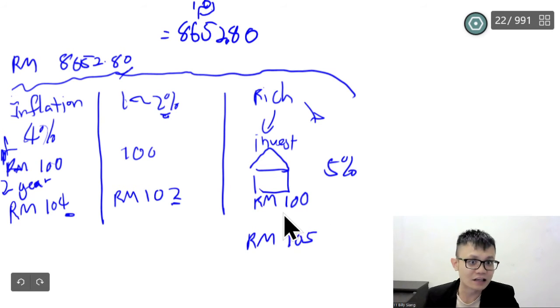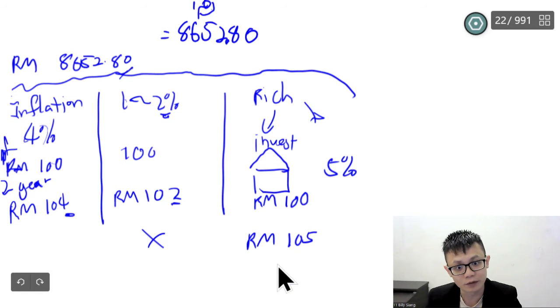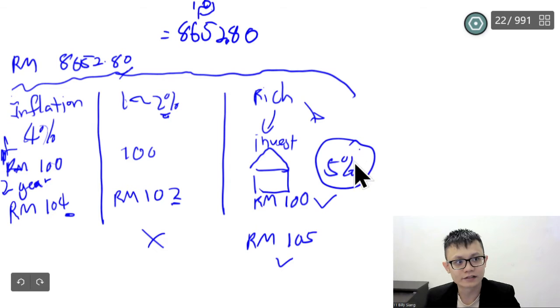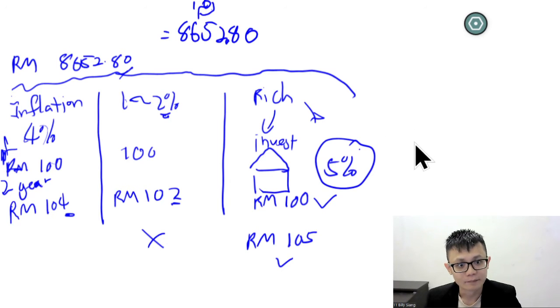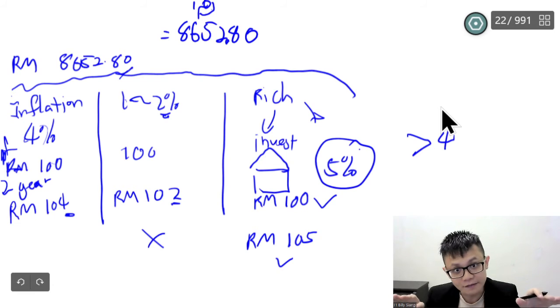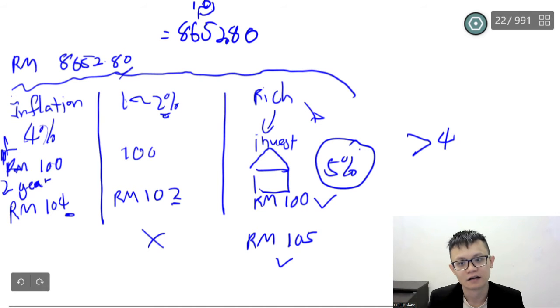So next year, the house is 105. So basically, if you invest money in the bank, you will lose money. You invest money in property, business, whatever. I'm not asking you to invest in a house, but I'm telling you that if you want to get more money, make sure that it must be more than 4%. Any money that you put in, either in business or house or whatever, it must be more than 4%.